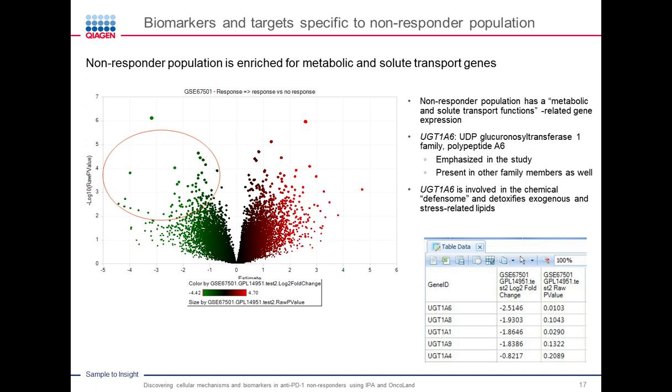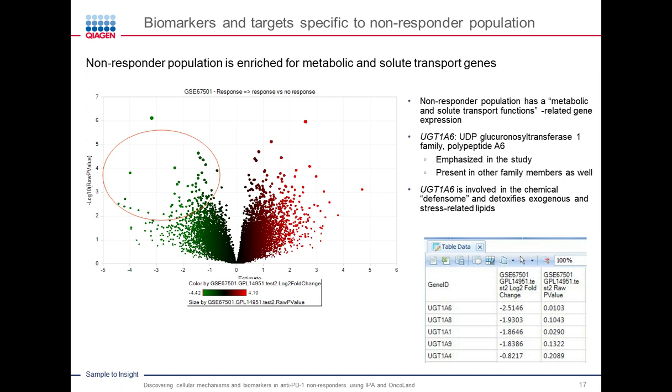And when we focus on those genes, what we come across is a lot of UGT1A family members. If you read the paper that I mentioned, they emphasize greatly on these UGT1A family members, and that's why I'm going to start the discussion about them. One of the members they highly emphasize is UGT1A6. If you read about these members, you'll quickly realize that they are involved in metabolic and solute transport functions. So one can even propose a hypothesis right now that one of the ways anti-PD1 non-responders might be resisting the therapy is that these genes might be detoxifying exogenous and stress-related lipids by breaking them down and excreting them outside of the cell, right?